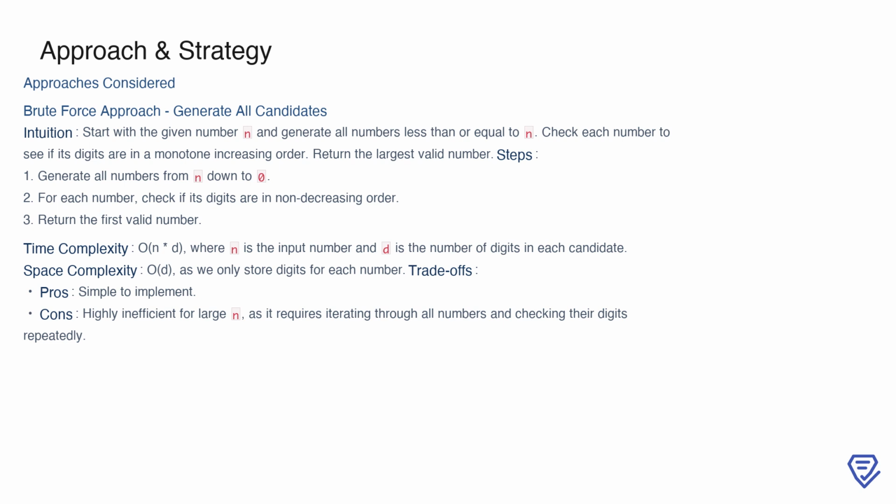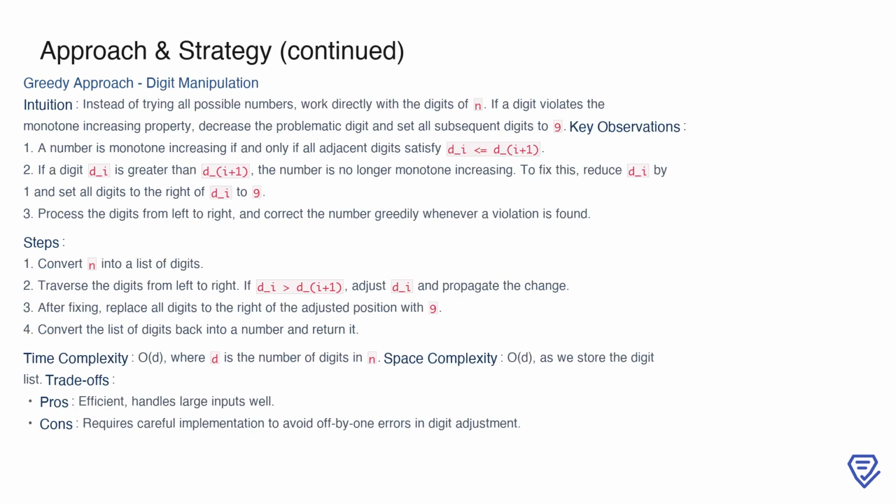While this method is easy to implement, it comes with significant trade-offs. The time complexity is O(n*d), where n is the input number and d represents the number of digits in each candidate. This is because we're iterating through all numbers and performing repeated digit checks. Additionally, the space complexity is O(d), as we only store digits for each number under consideration. While simplicity is an advantage of this approach, the inefficiency becomes a major drawback, especially for large values of n, since we're performing redundant checks and iterating through numbers unnecessarily. Now, let's shift focus to the more efficient greedy approach, which centers on direct digit manipulation.